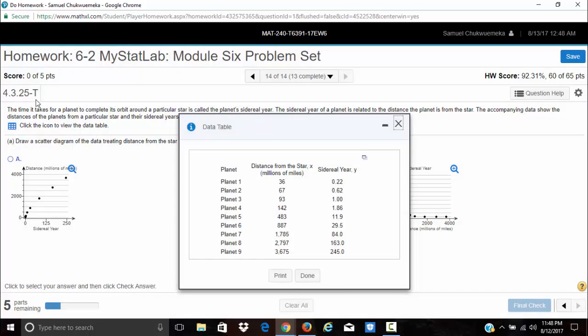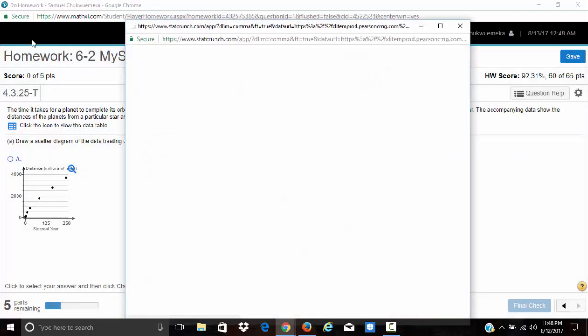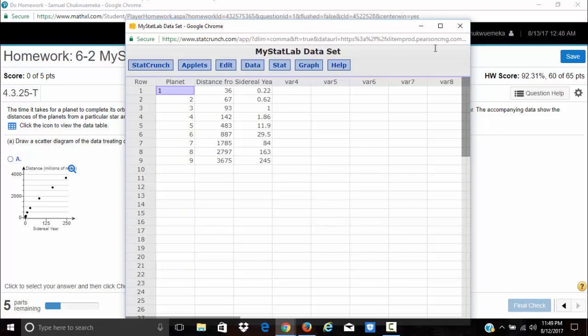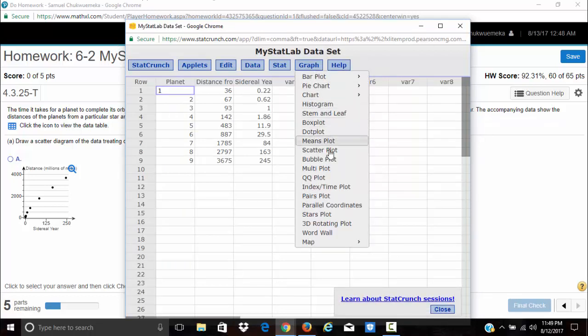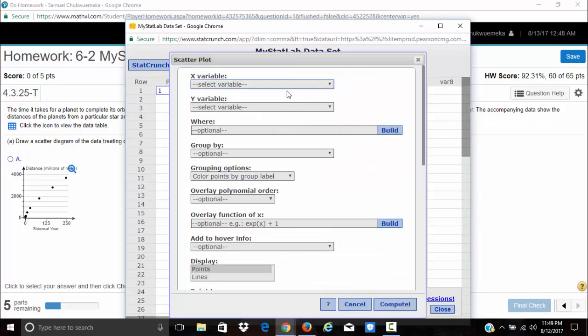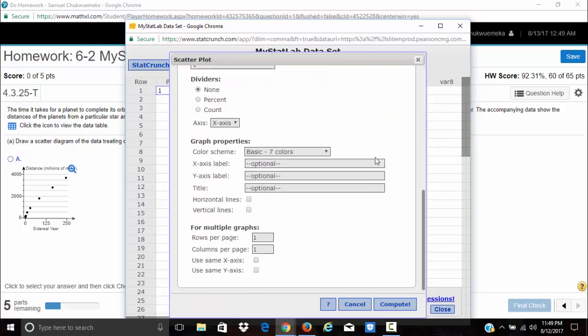So let's click on the table, open in Statcrunch. Graph, Scatterplot. X variable is distance from the star, X. Please don't select planet. Okay. Distance from the star, X, in millions of miles. Y variable is the sidereal year. And then you click compute.